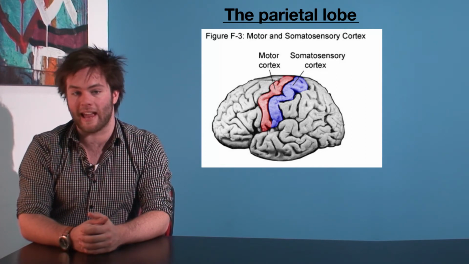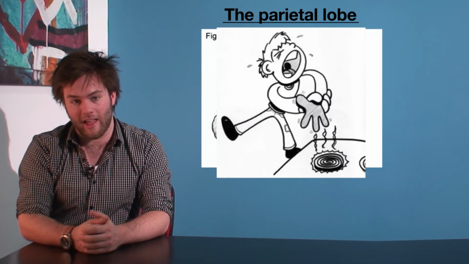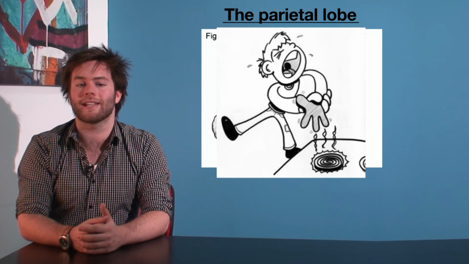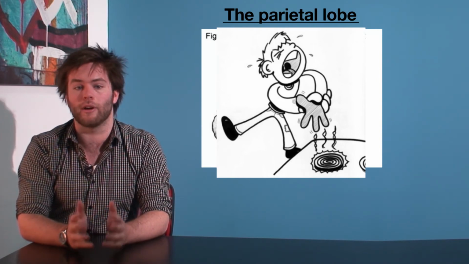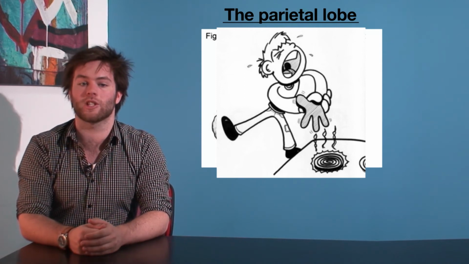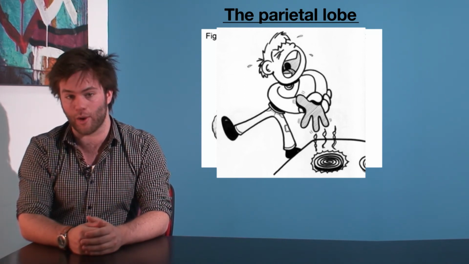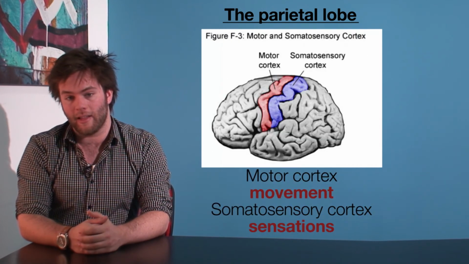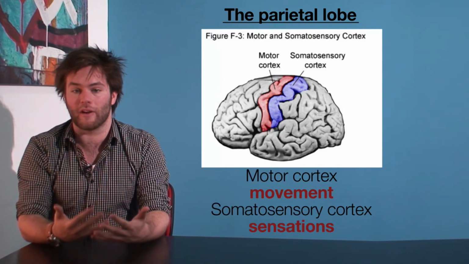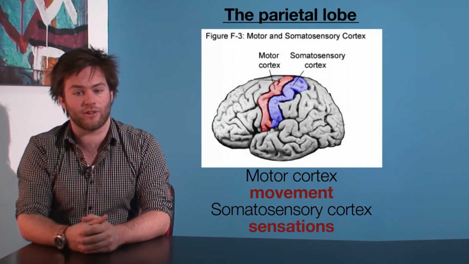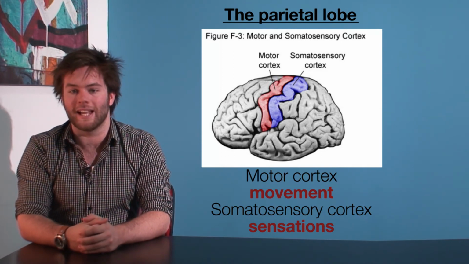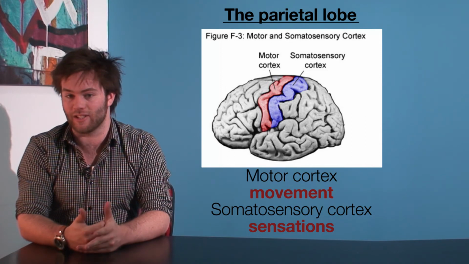If you put your left hand on a very hot stove, for example, the extreme heat would be processed in the right primary somatosensory cortex. The right primary motor cortex would then be responsible for moving your left hand away from the stove. So remember, the primary motor cortex of the frontal lobe is responsible for movement, whilst the primary somatosensory cortex of the parietal lobe is responsible for processing sensations.